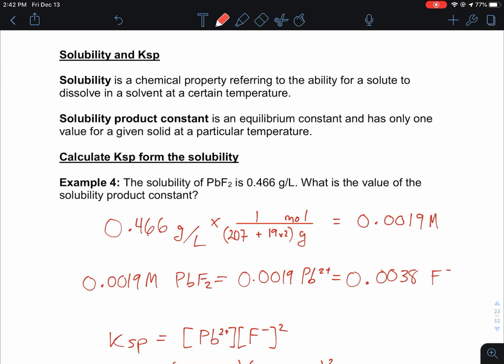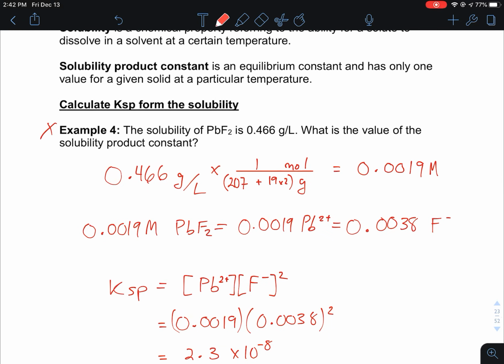So here's a very interesting example. This example number 4. They give you the solubility of lead fluoride in grams per liter. This is because this is a very easy to measure method. You just take your little beaker, put some water in it, maybe put a liter of water or some known amount, and then place the whole thing on your scale.